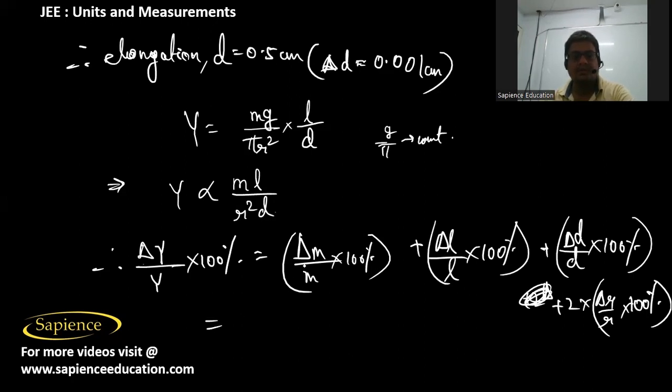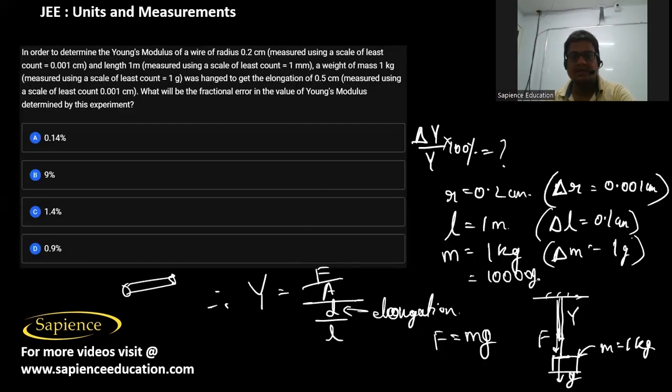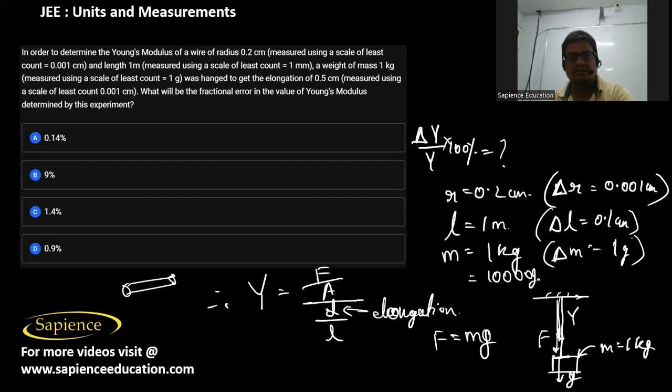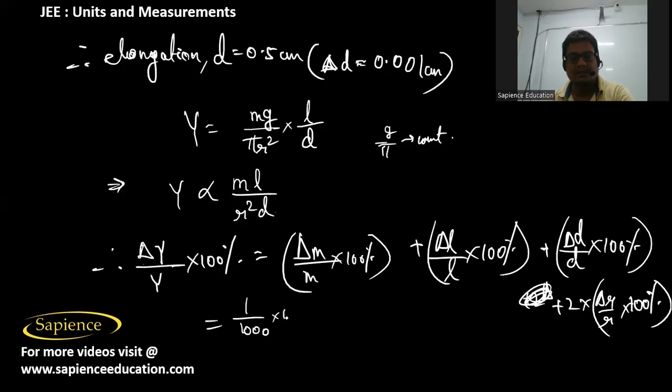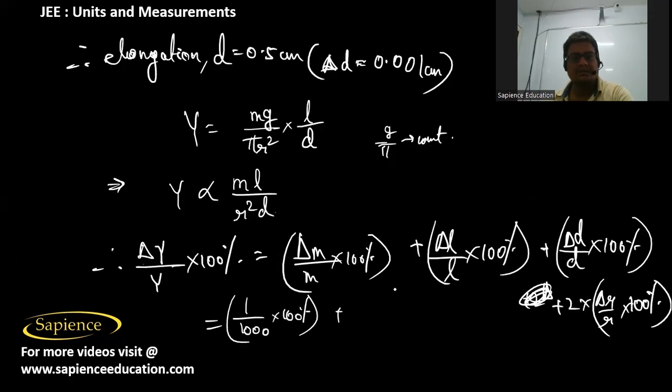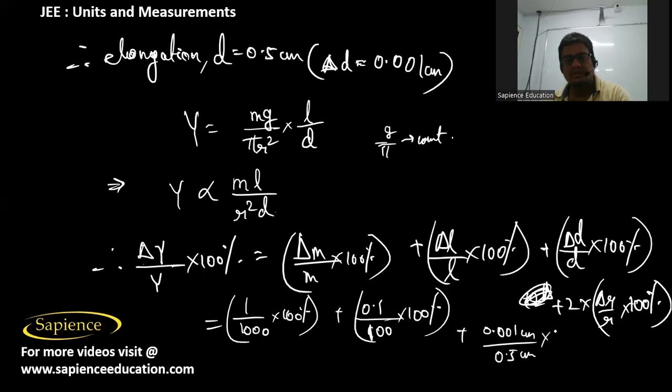So this is equal to the relative error in measurement of mass. So delta m is 1 gram, so it is 1 by 1000. 1 gram is the least count of the scale which is used to measure the weight. So 1 by 1000 into 100% plus this is delta L, that is 0.1 centimeter. So 1 meter means it is 100 centimeter. So delta L by L is 0.1 centimeter divided by 100 centimeter into 100%. Then plus this will be delta D, that is 0.001 centimeter divided by 0.5 centimeter into 100%.